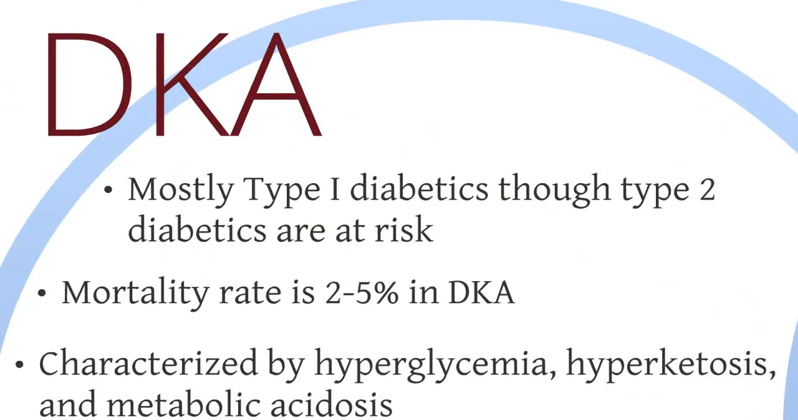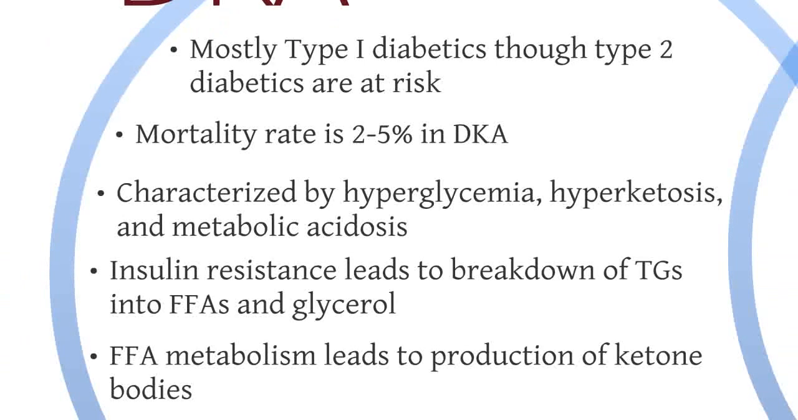Diabetic ketoacidosis mainly affects type 1 diabetics, though type 2 diabetics are still at risk of developing diabetic ketoacidosis. It's important to understand that DKA and HHS are a spectrum of a disease, meaning that some patients will fit in DKA, some patients will fit in HHS, but there's a good portion of patients that will kind of fit in the middle and have features of both. The mortality rate for DKA ranges from about 2 to 5%. It is characterized by hyperglycemia, hyperketosis, elevated ketones, and metabolic acidosis.